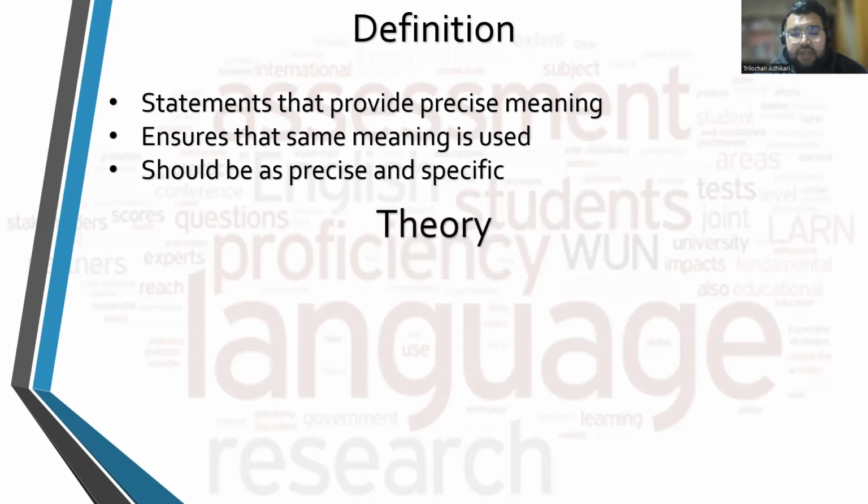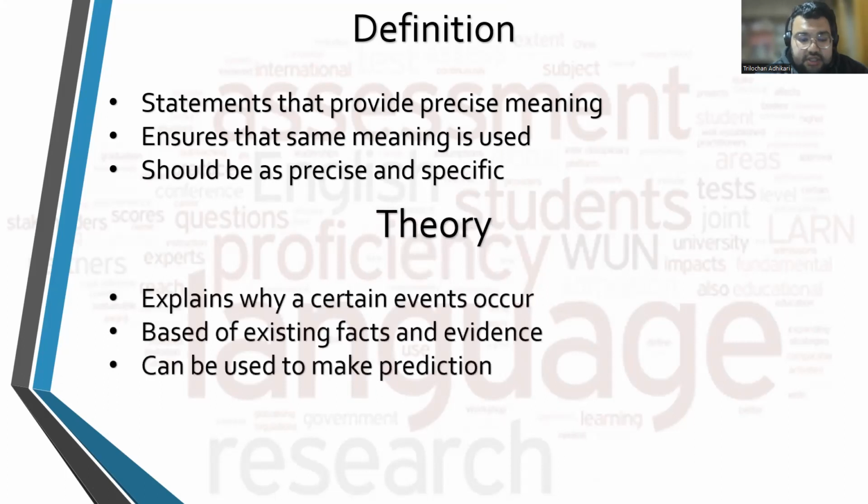So, further, theory. In research, a theory is an idea or concept that is used to explain a phenomenon or explain why certain events occur or how certain processes take place. It is typically based on existing facts and evidence and is often tested through further research or experiments. A theory can be used to make predictions about what will happen in a given situation.